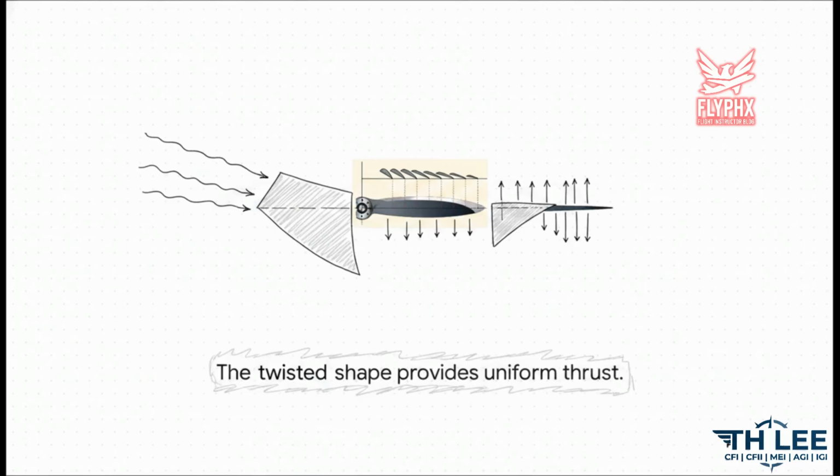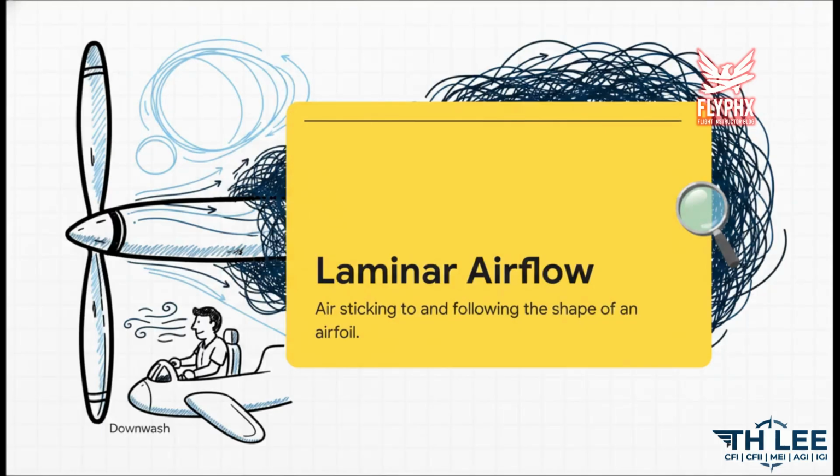So the inner prop operates at a high angle of attack with low velocity, while the outer prop has a low angle of attack with high velocity. This is a brilliant piece of design because it creates uniform thrust all the way along the blade. Literally, if it weren't twisted like this, the structural load on the outer sections would be so high, the blade would just fail. Now, the absolute key here is how the air interacts with this twisted shape.